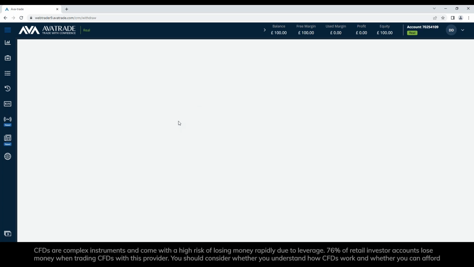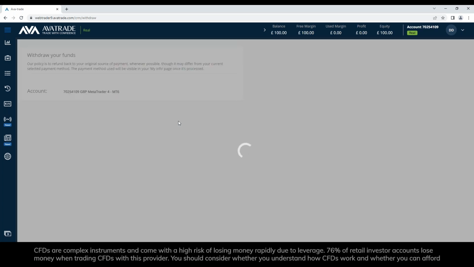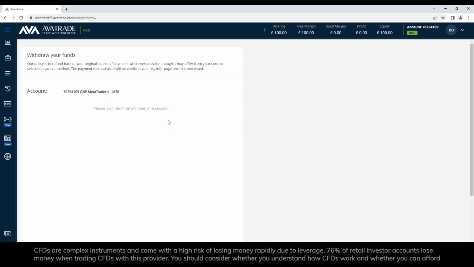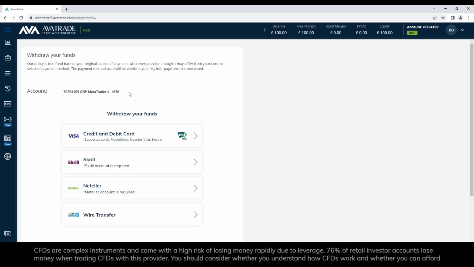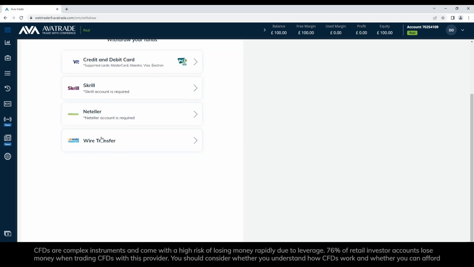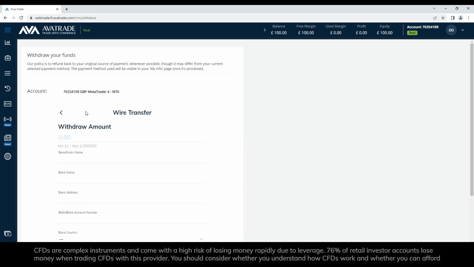Okay, we're going to give it a minute. Sometimes maybe we need to be a bit more patient. Okay, and it's going to show me the options I can withdraw with. We're going to go with the basic one, so wire transfer.